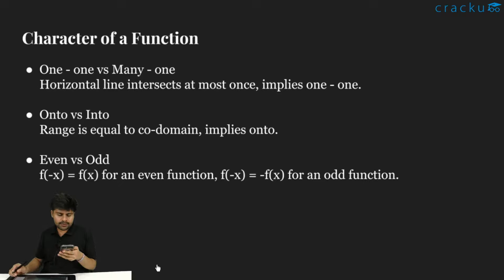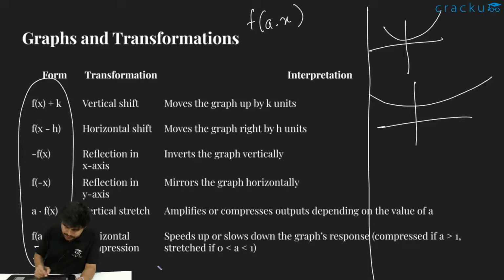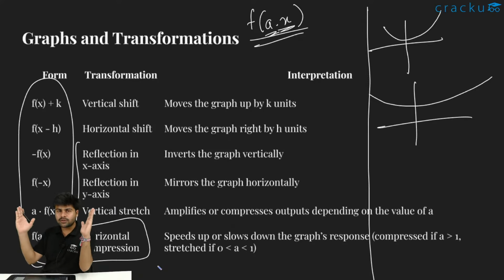In graphical transformation, can you show the last line? Okay, so this is the graphical transformation. The last line says f of a times x. So this part is not visible, right? The first part, f of a times x: if we multiply the input by a, then this is called horizontal compression. We are horizontally compressing it.